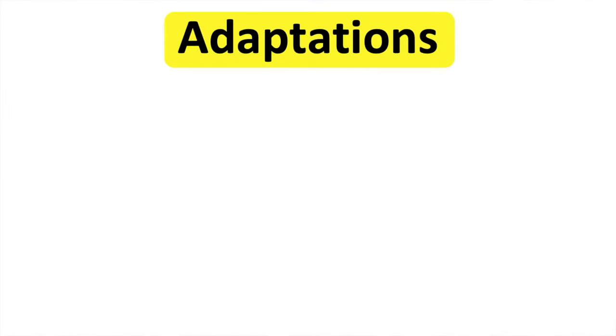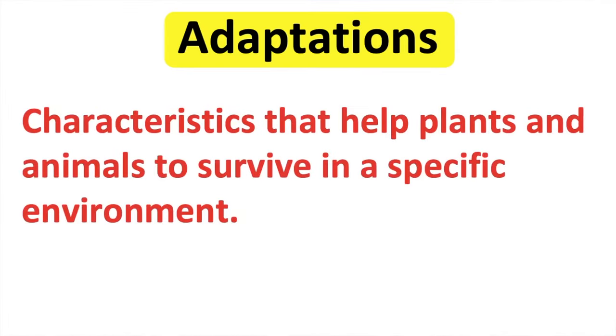Adaptations. Adaptations are special characteristics that help plants and animals to survive in a specific environment. If there are any changes in the environment, then it's important that the plants and animals adapt to these changes. This is because it will improve their chances of surviving and reproducing. Generally, organisms are well adapted to biotic and abiotic conditions of the environment.